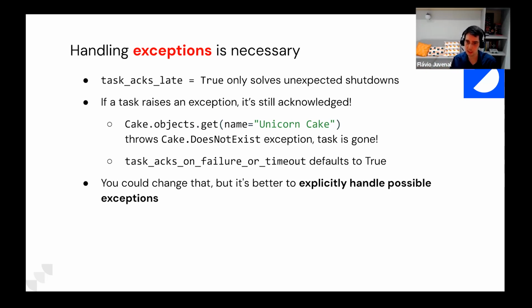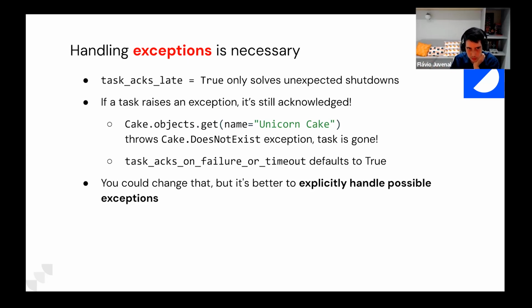I recommend you explicitly handle all possible exceptions, because that's what you should do already in Django views, right? Your Django views shouldn't throw 500 errors. So do the same on Celery. Everything that can throw an exception, catch it and decide: do you want to retry the task, and there is a solution for that in Celery, or do you want to drop the task if the exception happened? So decide and implement what you really want.